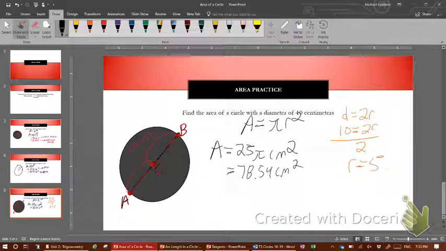So if you're given diameter, divide it in 2 and then use your area formula. Unlike circumference, there's no separate area formula for when you have the diameter versus the radius. You always need to get that radius first.